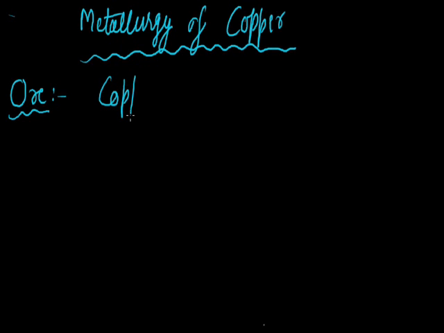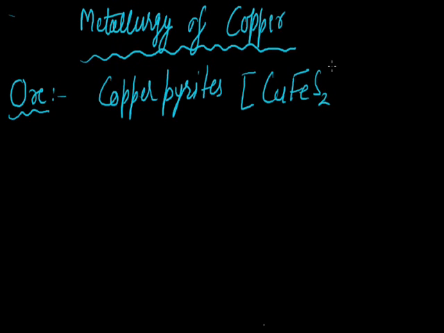Now we will discuss the metallurgy of copper. Metallurgy of copper. The ore which is used in the metallurgy of copper is copper pyrite, and the formula of copper pyrite is CuFeS2. It is a sulfide ore.